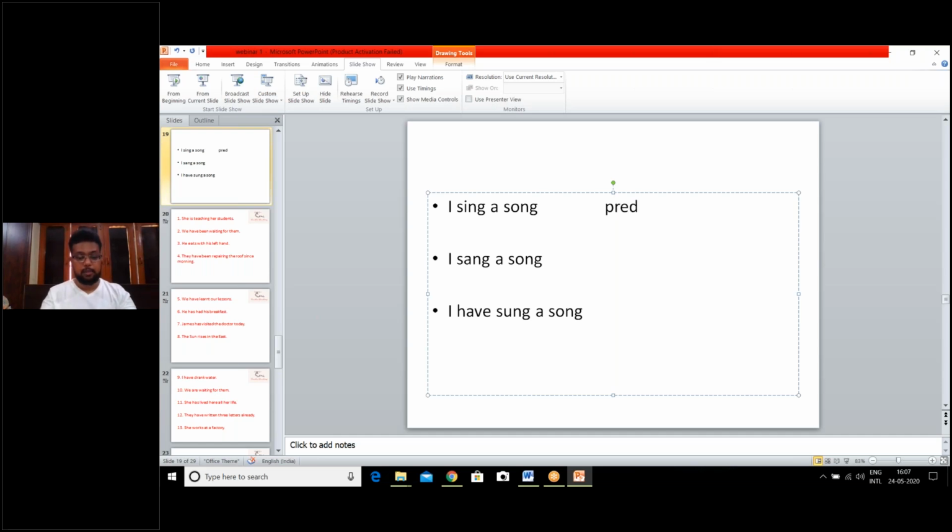The second sentence, this is past simple. And this is present perfect. So I hope with these three sentences, you would have completely understood the difference between present perfect and past simple. If you have any confusion, let me know in the chat window kindly.